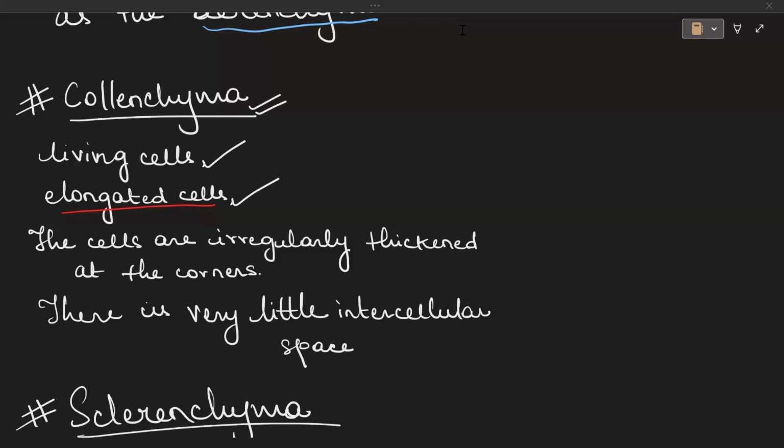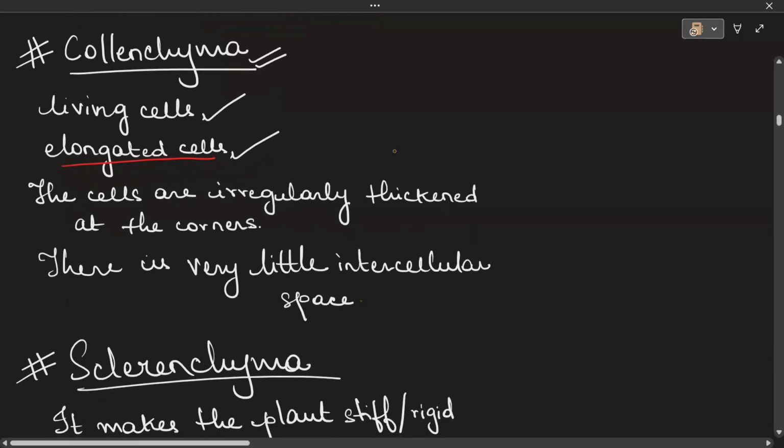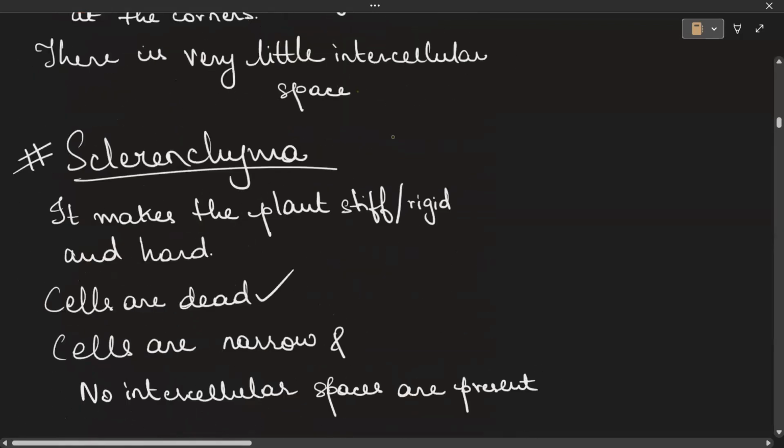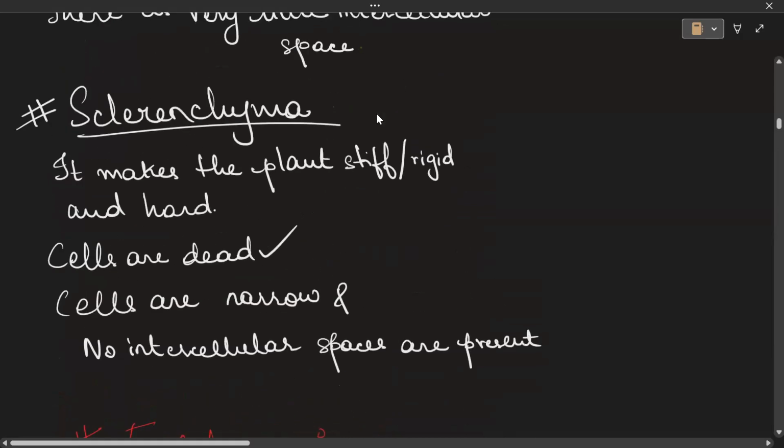So I said that the cells are irregularly thickened at the corners and there is very little intercellular spaces. It means that the space in between each of the cells is very little. So we can say that the cells are situated very close to each other, isn't it? Yes. So with this, the collenchyma is over. Now we'll be talking about the sclerenchyma.